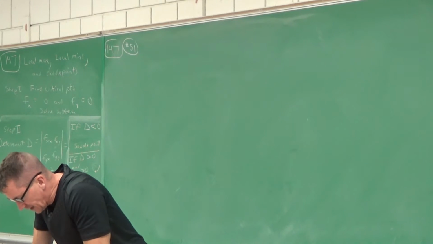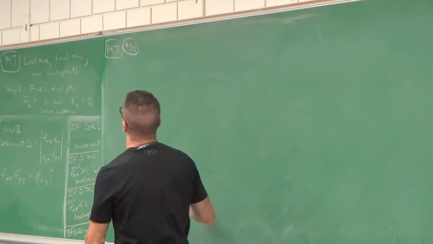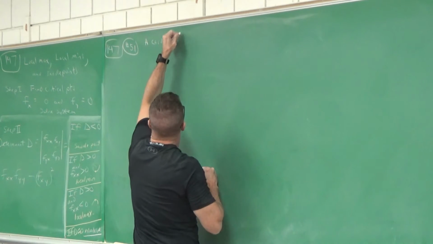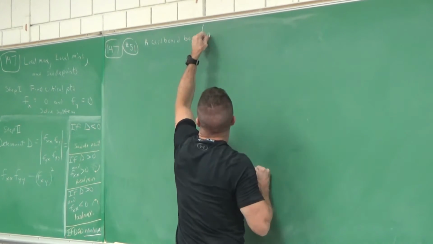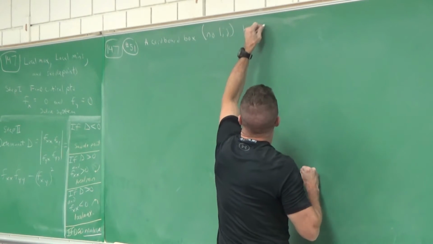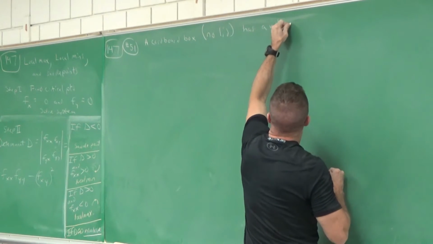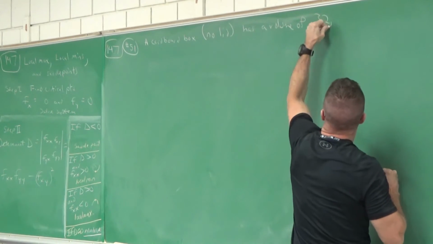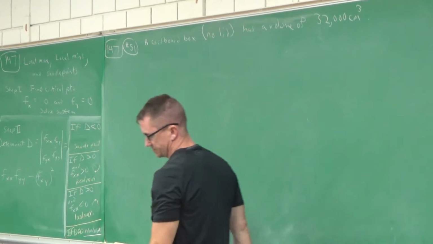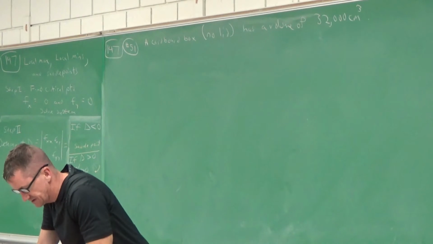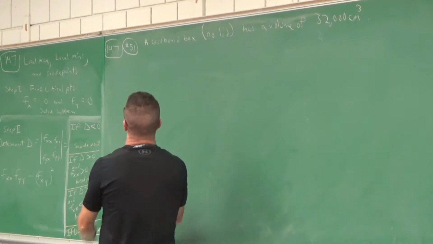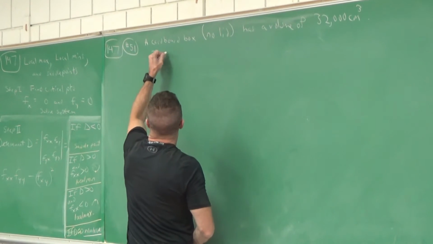A cardboard box without a lid is to have a volume of 32,000 cubic centimeters. All right, so a cardboard box, and when they said no lid, so without a lid, has a volume of 32,000 cubic centimeters. That's given to us. They say find the dimensions that minimize the amount of cardboard used.